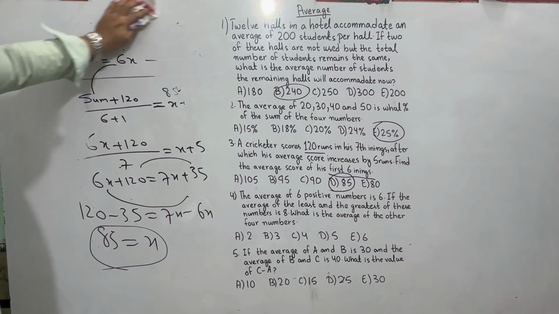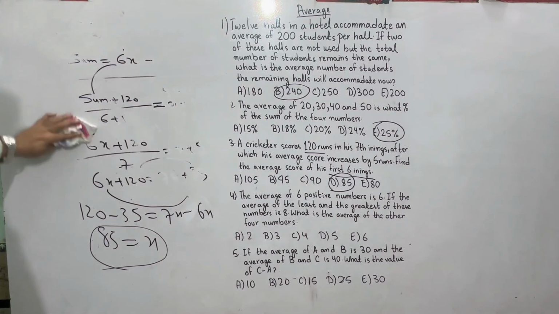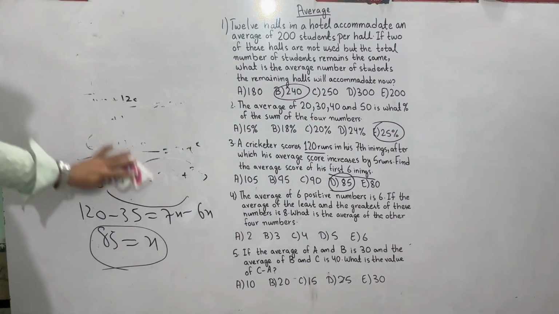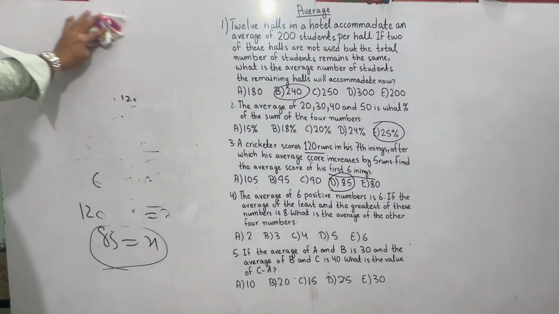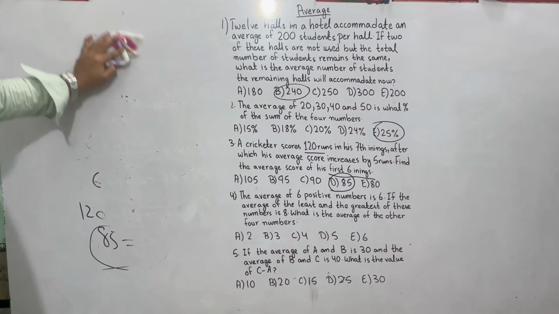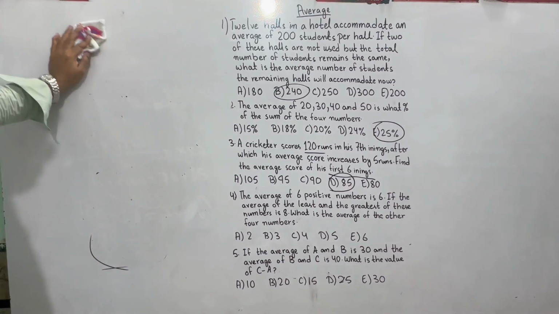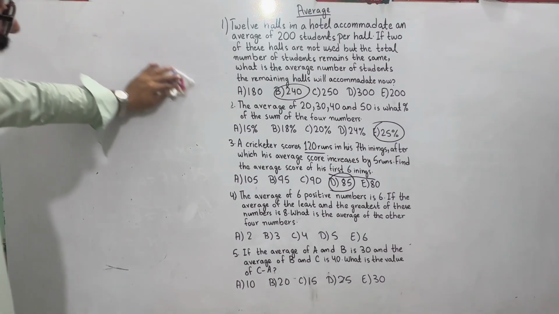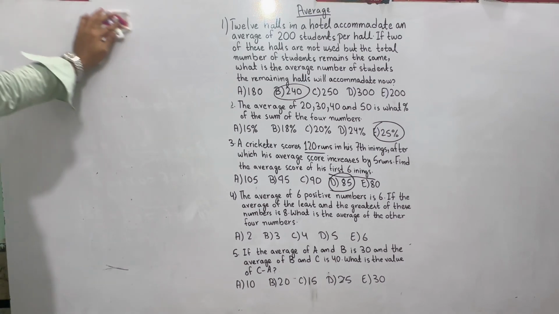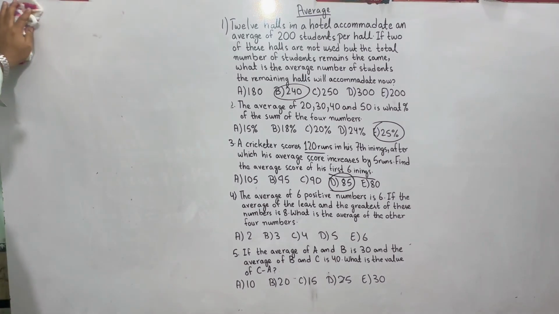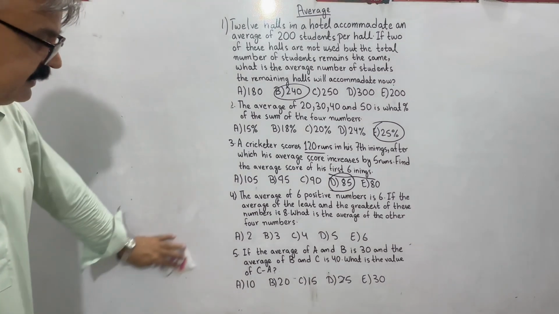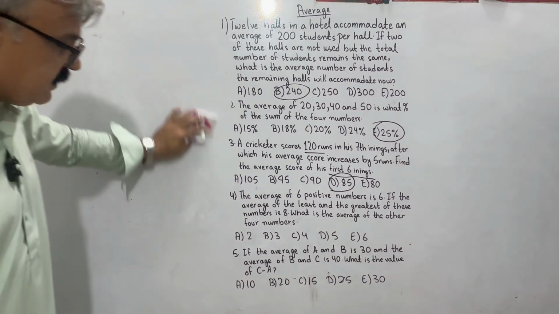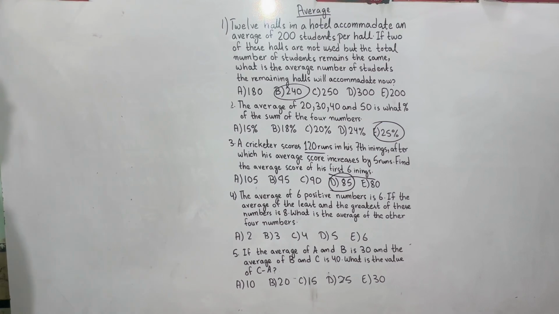The average of 6 positive numbers is 6. If the average of the least and the greatest of these numbers, the minimum and the maximum number, is 8, what is the average of the remaining 4 numbers?